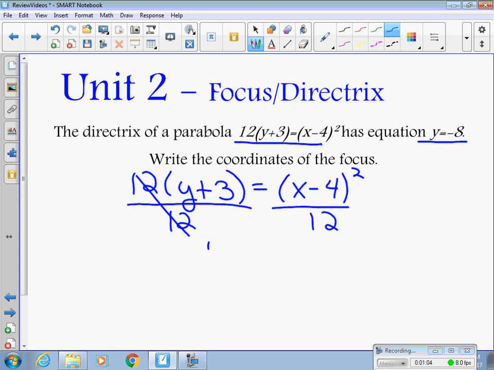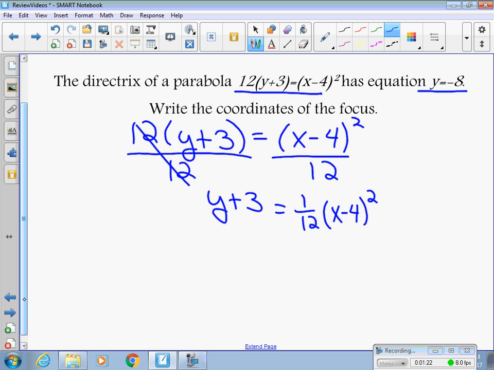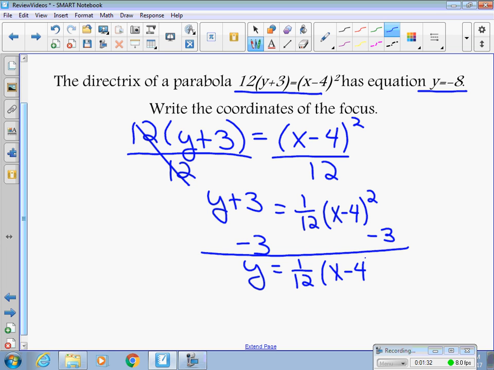12 is going to cancel. We will just have y plus 3. I don't need the parentheses at that point. And instead of writing it as x minus 4 squared over 12, I'm going to write it as 1/12 x minus 4 squared. It is the same thing. One more step and then we're solved for y. We subtract 3. We subtract 3. We get y is equal to 1/12 (x minus 4) squared minus 3.